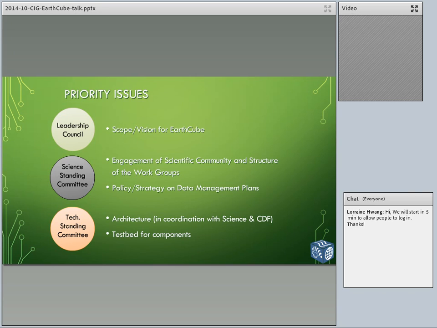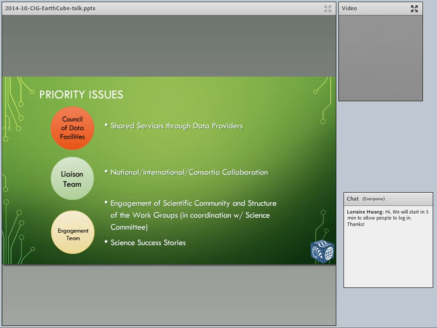Council. The Science Standing Committee is tasked with making sure that the science use cases are what governs development, and also engagement of the scientific community, help on the data management plan, the strategy on the data management plan. Then the architecture and testbed are the task of the Technology Standing Committee. There is the Council of Data Facilities, which is probably efficiently functioning right now. They self-organized and are starting to share services now, I believe. And then there are teams to liaison with national and international consortia collaborations, and the engagement team to go out to the community at large.